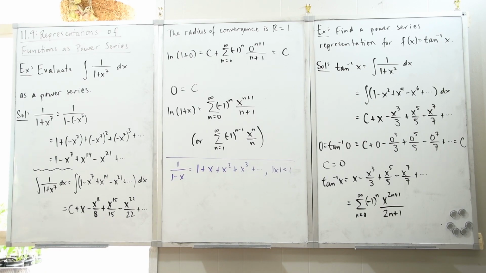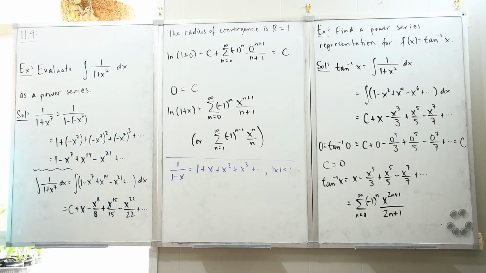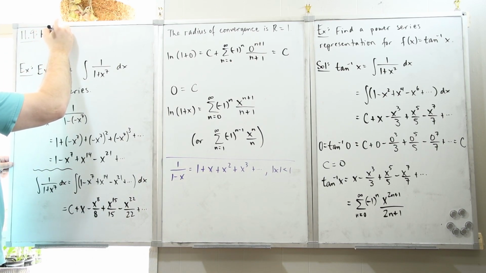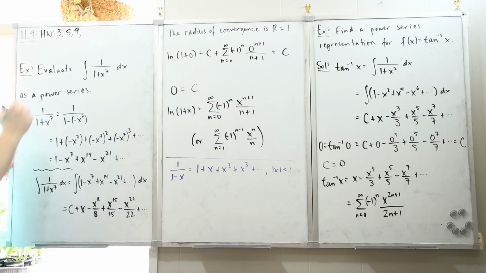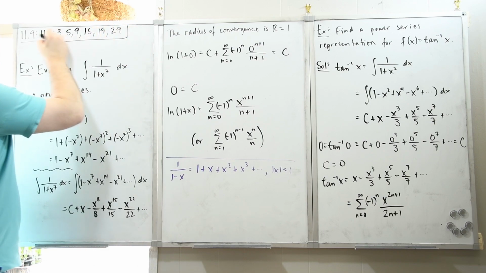And so with 11.9, we'll have the following recommended exercises: 3, 5, 9, 15, 19, and 29.